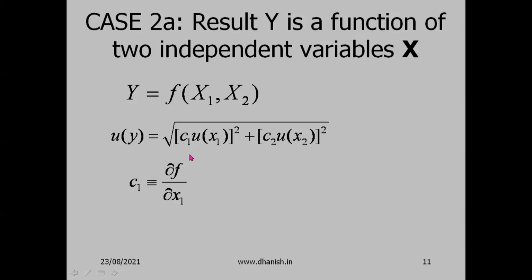So what is C1? Previously there was only one variable, so the square root and the square got cancelled out, so it was C into U. Now C1, earlier it was simply derivative, but since there are two variables, C1 will be the partial derivative of f with respect to x1. So C1 is the coefficient of sensitivity of y to the first variable, and C2 is the coefficient of sensitivity of y to the second variable, x2. Okay, so this is the meaning of C1 and C2.